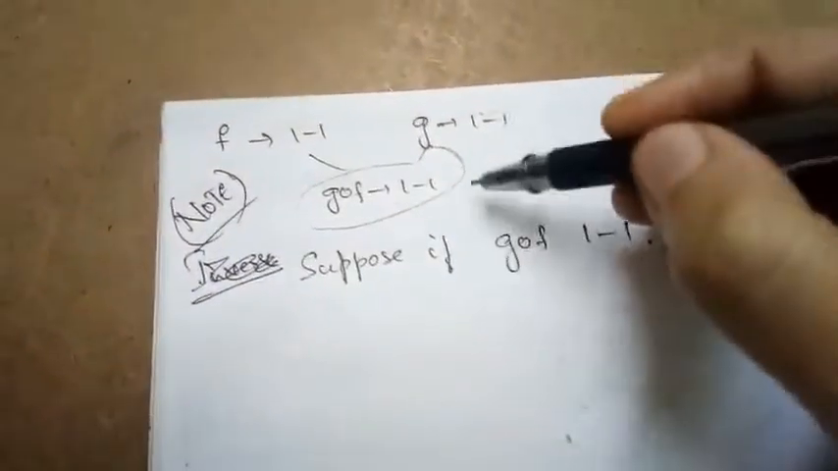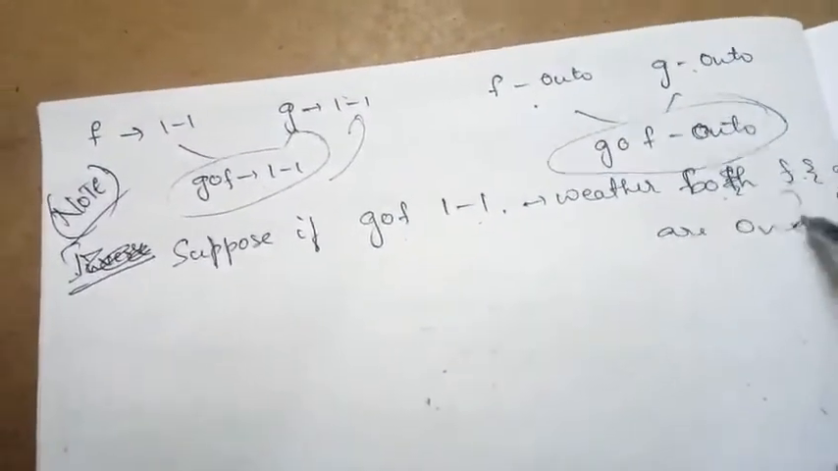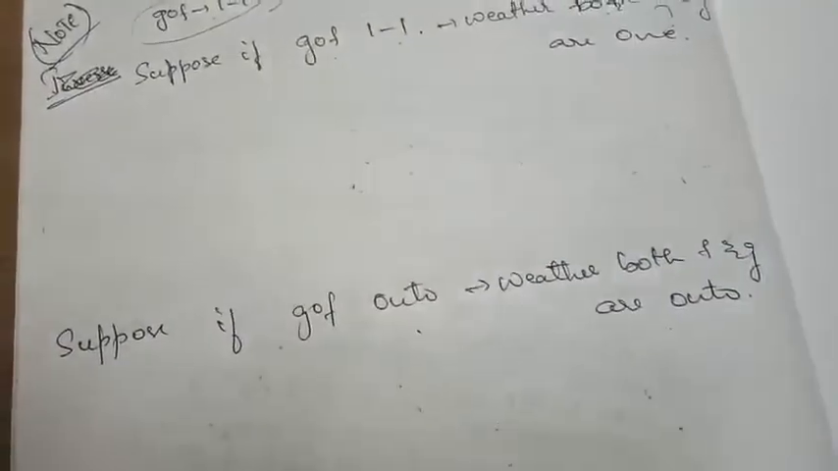Now the converse of this concept: suppose g of f is one-to-one, does it mean both f and g are one-to-one? So we need to check this one. As well, they are asking, suppose g of f is onto, does it mean both f and g are onto? So let us check with a random example.